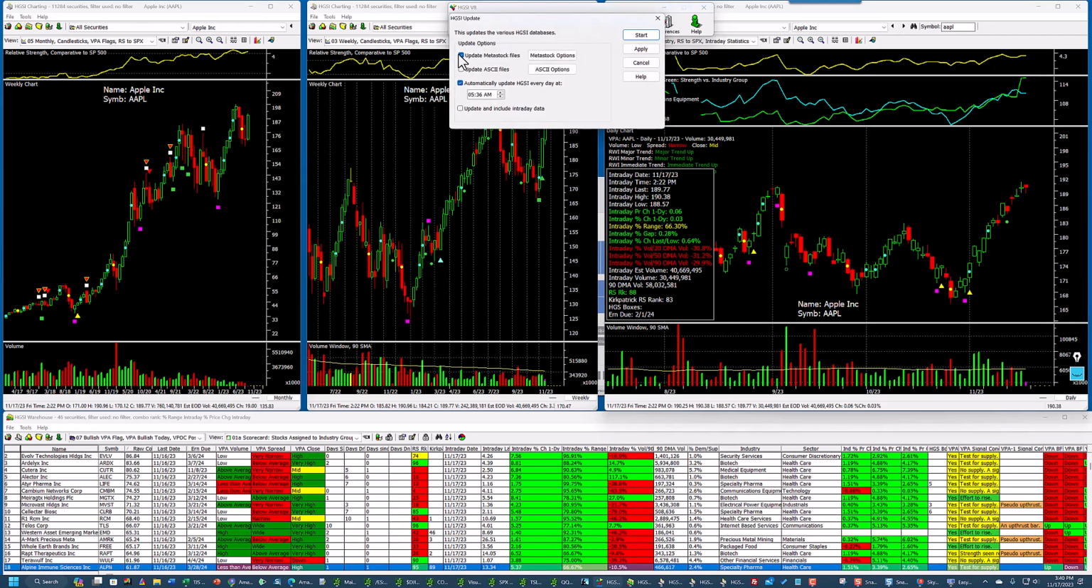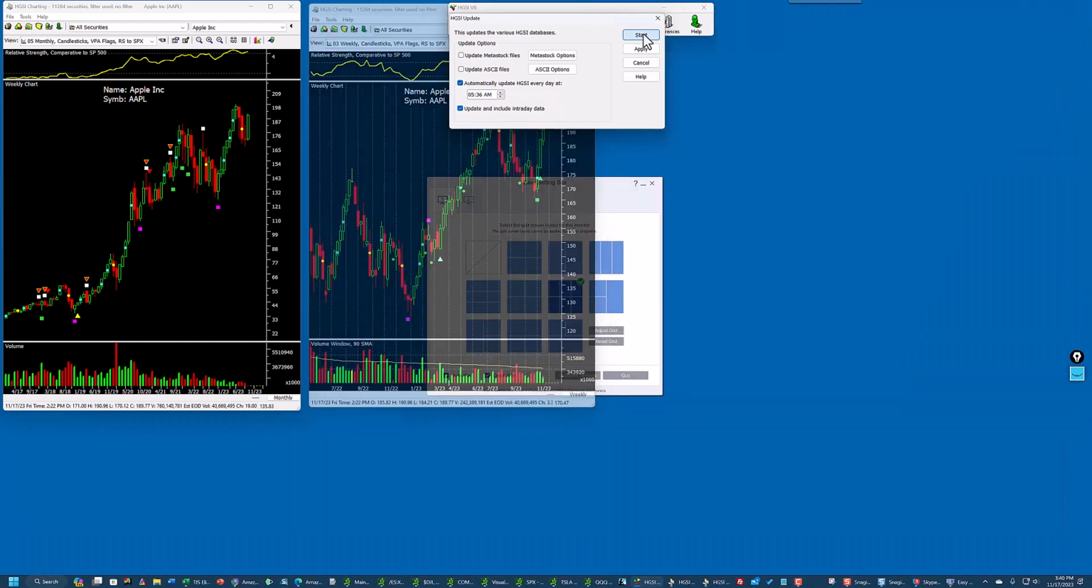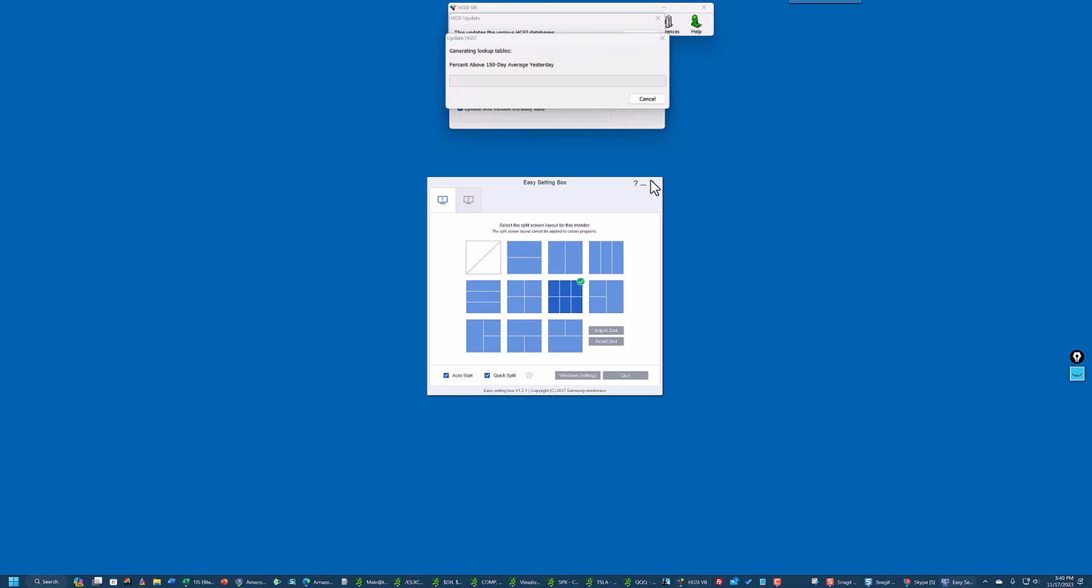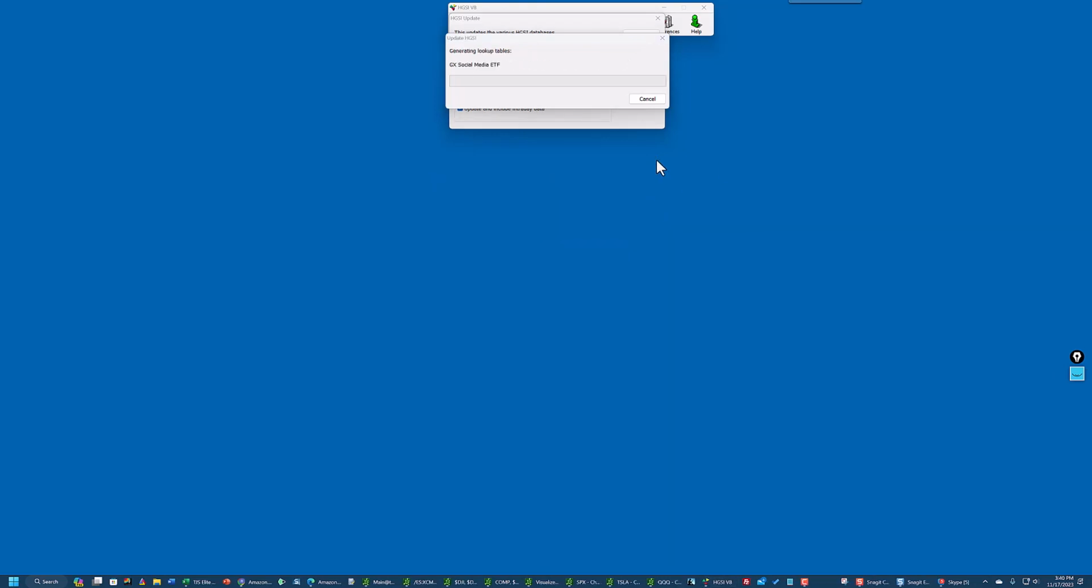update. I'm going to deselect Metastock. I'm going to update and include intraday data. And I'll start that. What it's doing, it's going in and pulling the data out of thinkorswim. I'll pause while this updates, and then get back and do a market analysis.